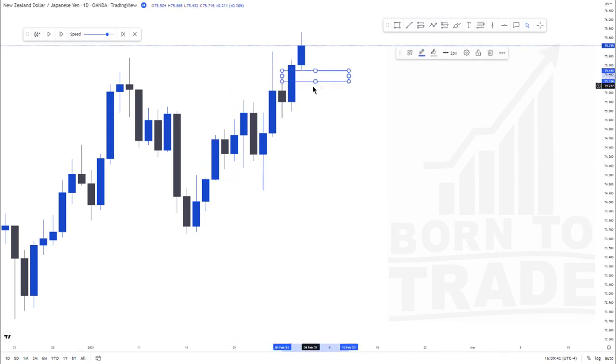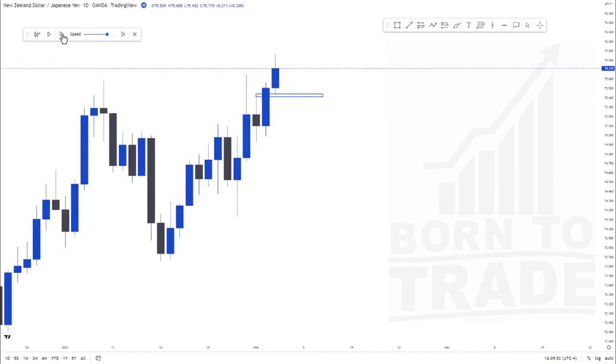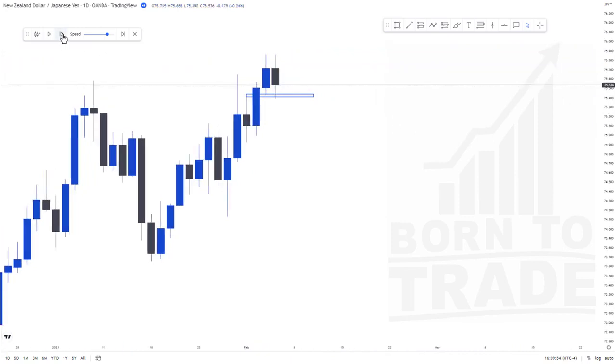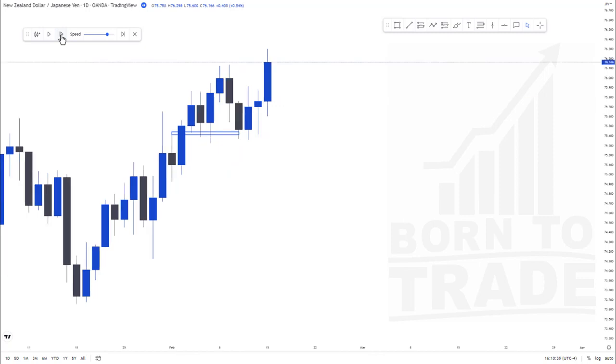This is very tiny. You can see that there's a very little imbalance right there, and no matter how small the imbalance is, price will definitely come back to fill it. And what can you see? Price filled the imbalance, price hasn't really left any imbalance, and now we have a rapid move to the upside.